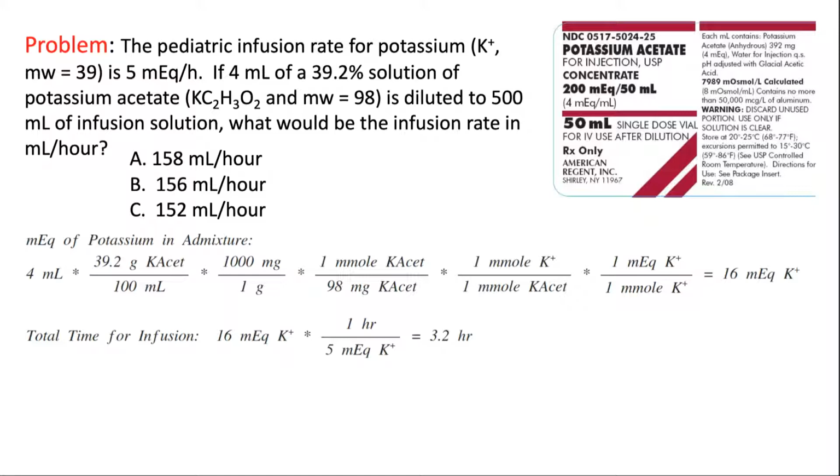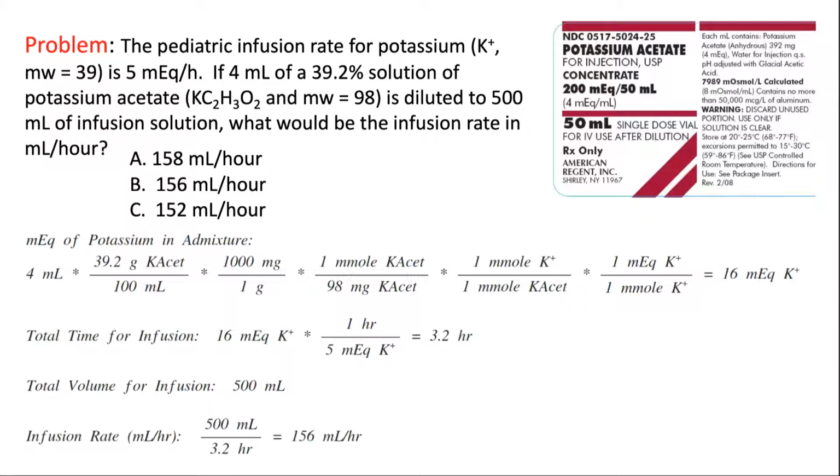All right, now we're ready to go, except the last part of this question needs the actual infusion rate in milliliters per hour. We know the time is 3.2 hours, but now I'll remind you, we do know the total volume, because we said this bag would be diluted up to a total volume of 500 milliliters. So we have a 500 milliliter bag that has to be infused in 3.2 hours.